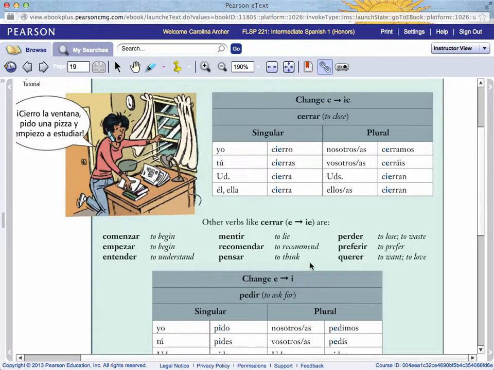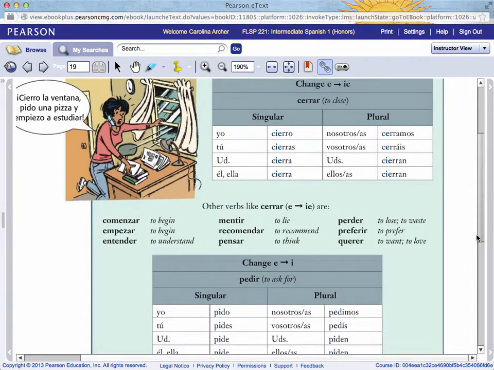And the same thing with all these other verbs. All these other verbs belong to the same group, okay? Empezar, yo empiezo, tú empiezas, etc. Entender, mentir, recomendar, pensar, perder, preferir, y querer. So that one group, if you know how to conjugate one, you know how to conjugate all of the others, okay?